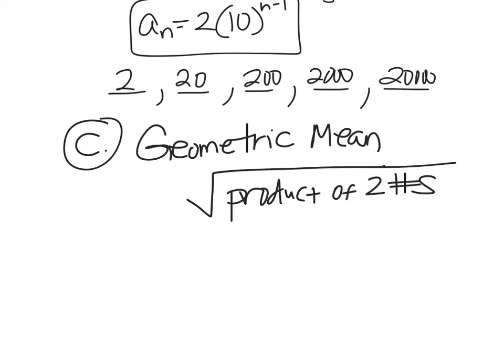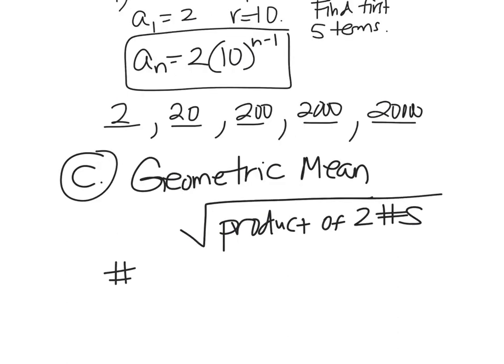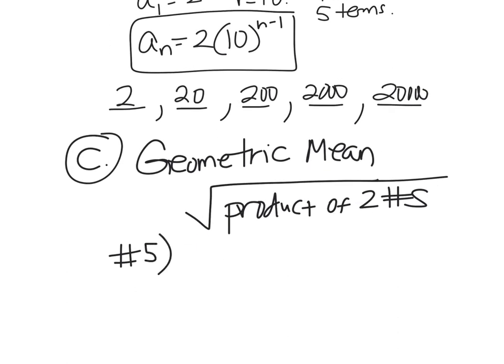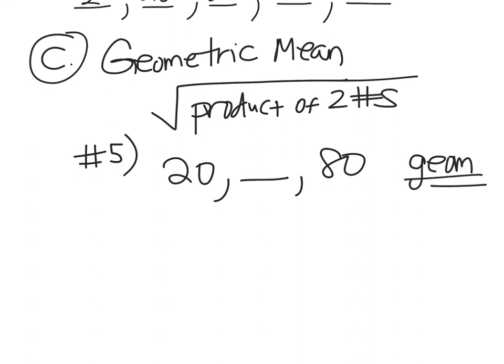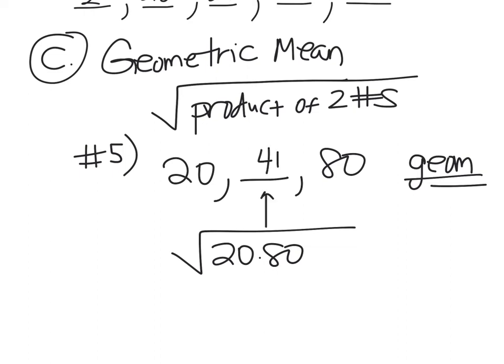So for example, number 5. Suppose that we have 20 blank 80. And we got to find that middle number. Okay? And they told me that this is a geometric sequence. That's important. They have to tell you which one it is. If it's arithmetic, you're going to do it a different way. So you're going to take the product, which is 20 times 80, and you're going to take the square root of that. You can use your calculator all you want. And the answer is 40.